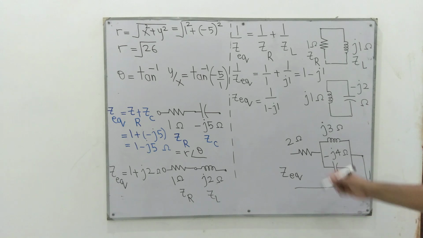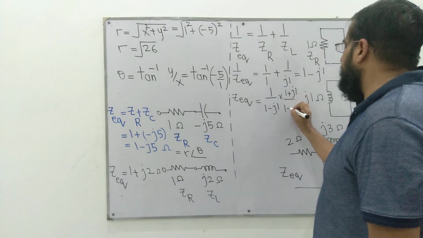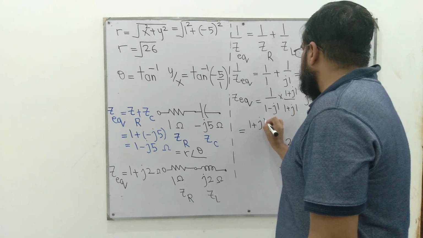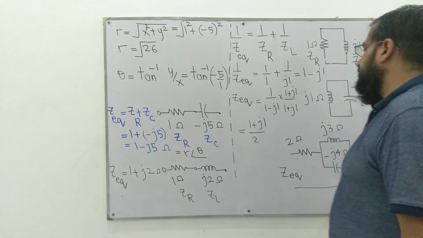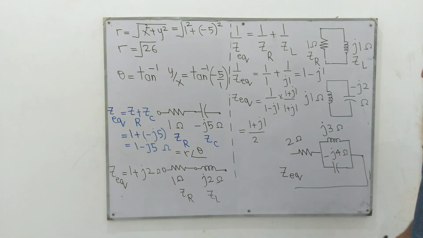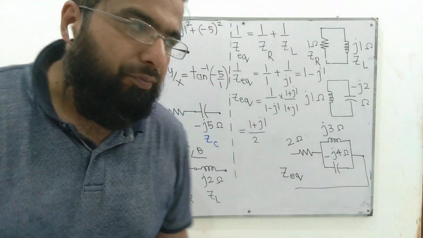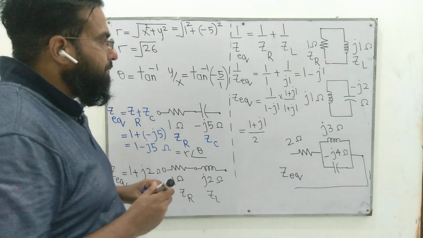We can rationalize it by multiplying it with its complex conjugate. This becomes 1 plus J1 over 1 squared plus 1 squared, which is 1 plus 1, which is 2. So we can also convert it into the polar form using a calculator or by hand like this.